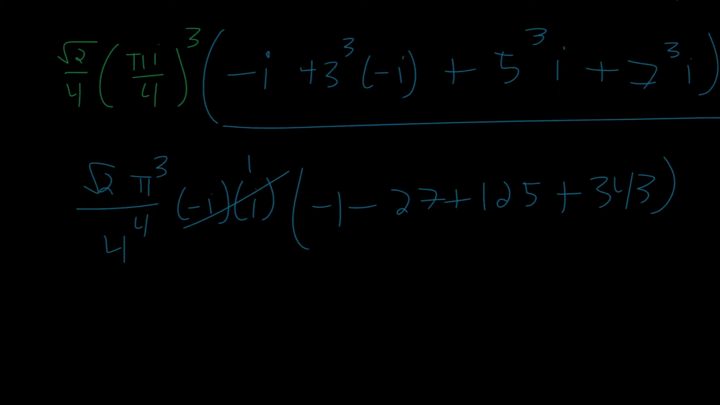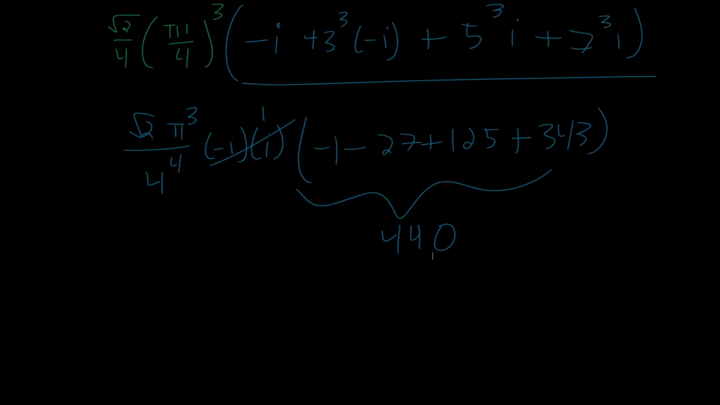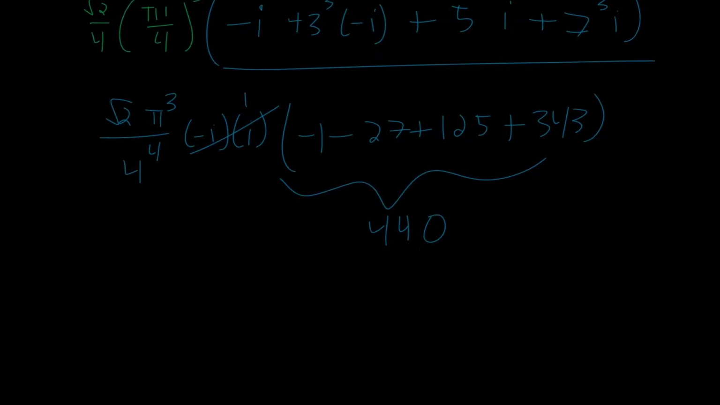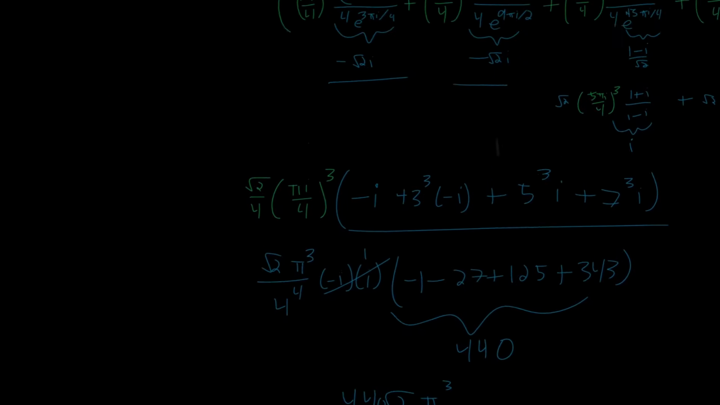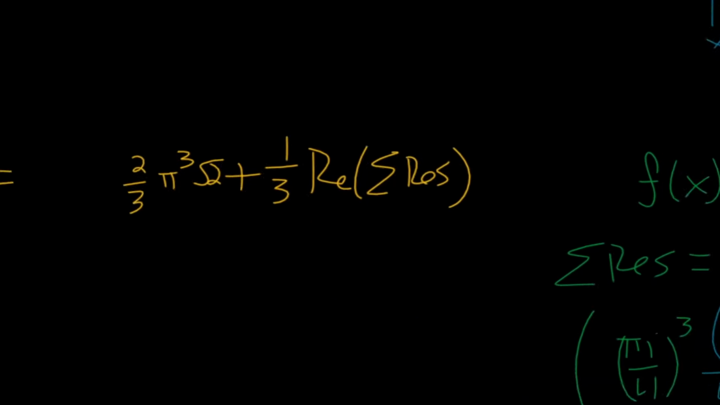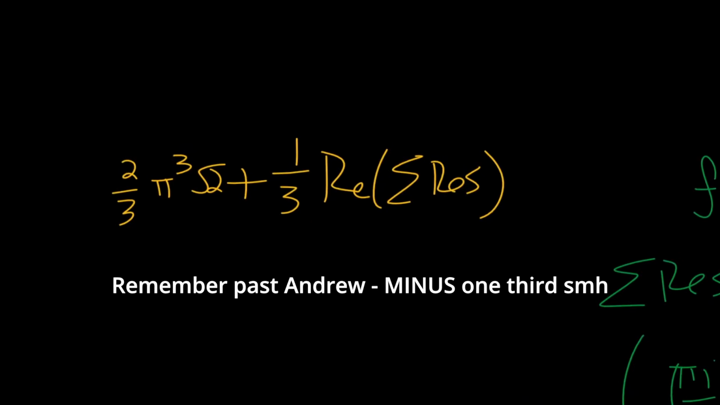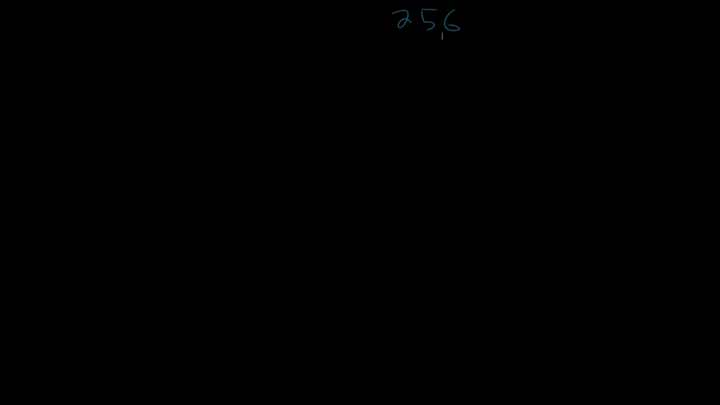Adding all these up, what we end up with is 440. Thank goodness for calculators. You gotta love them. But anyway, what we see is that we have square root of 2 times pi to the third times 440 over 4 to the 4, which is actually just 256. But also remember that this is the sum of our residues, and what we needed to find was 1/3 of the real part of the sum of our residues. So let's find that real fast.